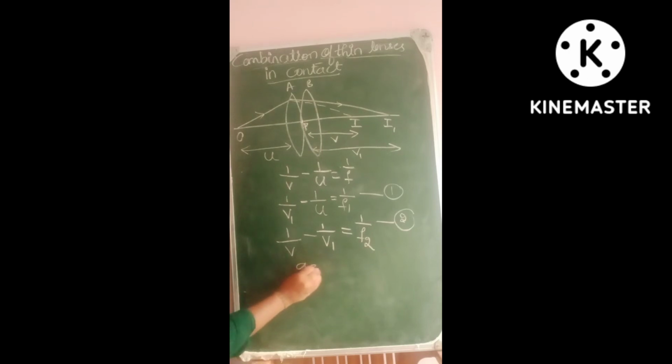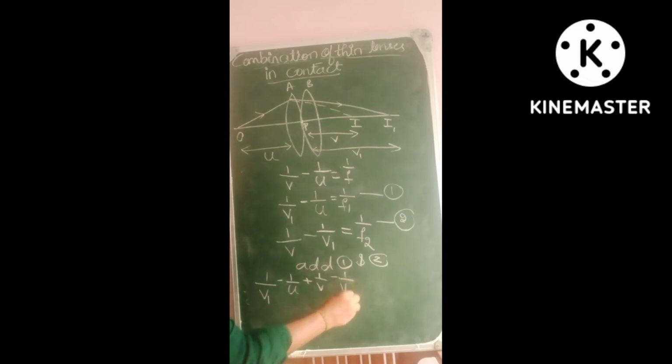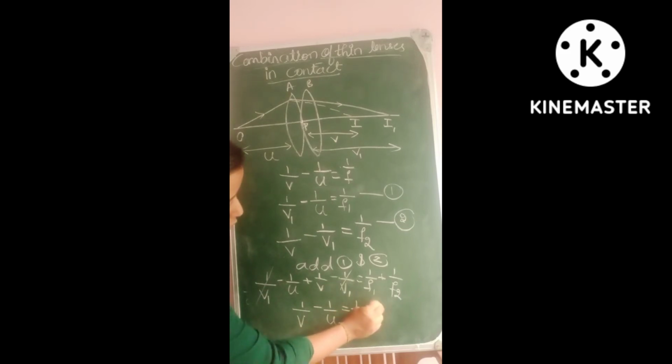Now add equations 1 and 2. On adding, you will get 1 by V1 minus 1 by U plus 1 by V minus 1 by V1 is equal to 1 divided by F1 plus 1 divided by F2. The 1 by V1 terms get cancelled. Remaining is minus 1 by U plus 1 by V. We can write this as 1 by V minus 1 by U is equal to 1 divided by F1 plus 1 divided by F2.